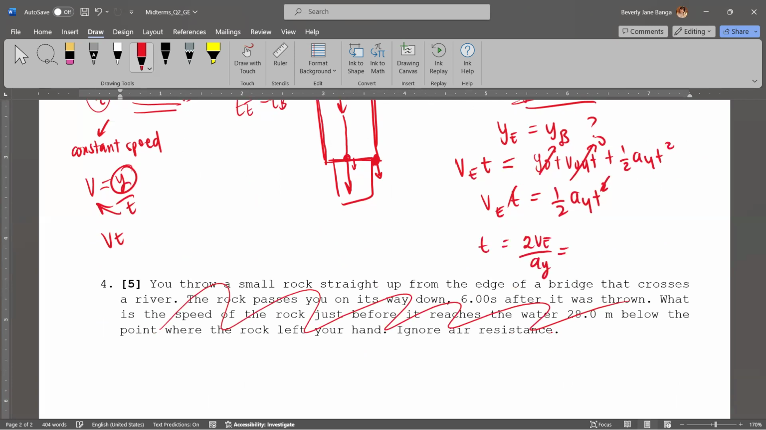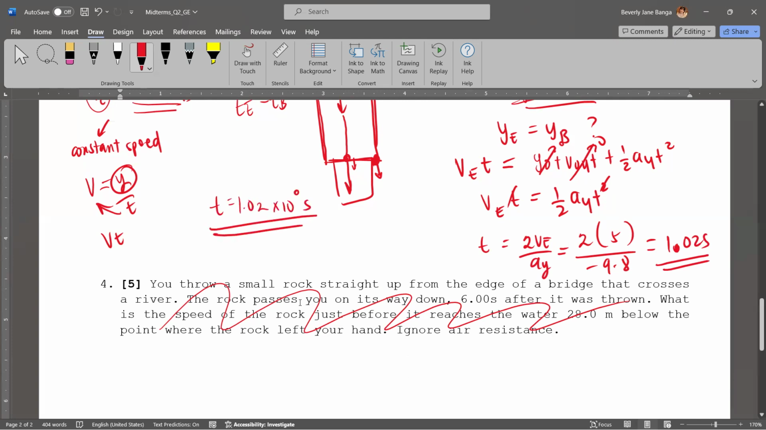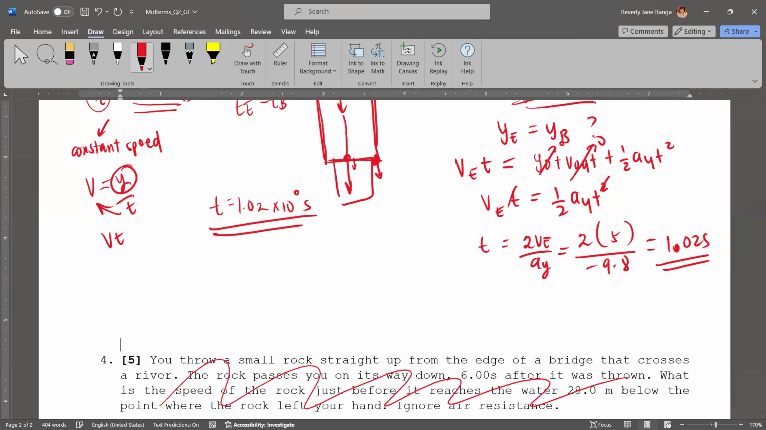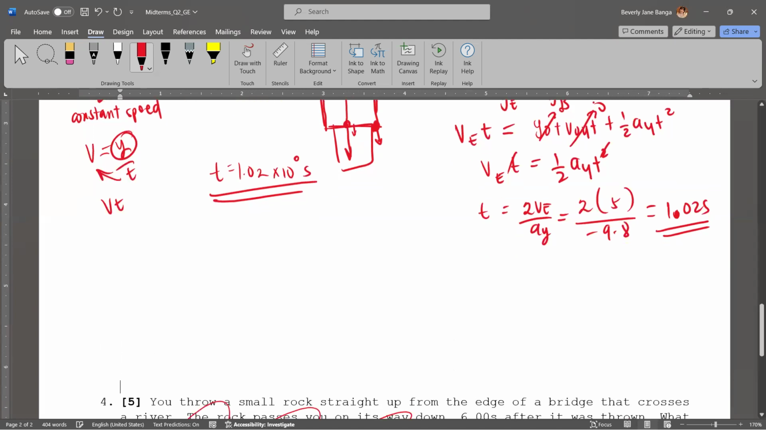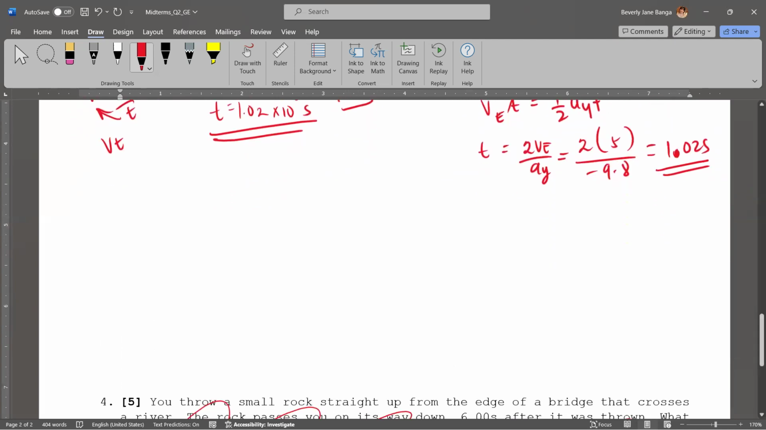Diba nakita nyo na to kanina? So, 2 times 5 over negative 9.8. This will simply give me a time that is 1.02 seconds. Okay, so it will take 1.02 times 10 raised to 0 seconds para magpantay, no? So, kumbaga, halos 1 second lang yung lilipas bago bumagsak yung bolt doon sa ibabaw ng elevator natin.